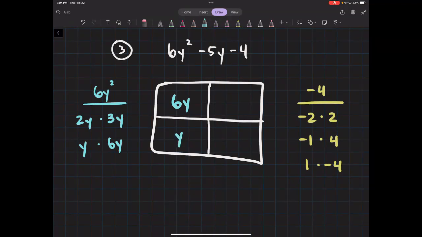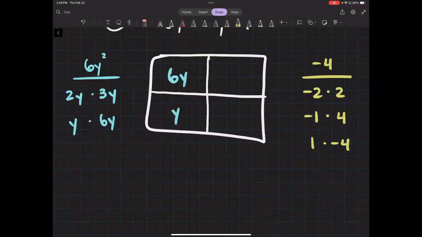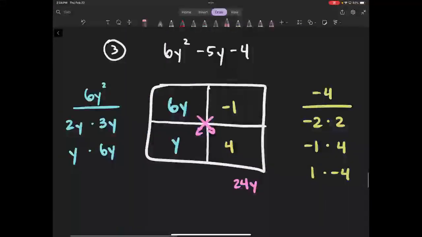So I think as we're trying it out, I don't think you should write it down until we get the right one. All right? Okay, you want to tell me what you want to try on the right side? -1. So -1 up here? Yeah. And 4 down here? Okay. So if we multiply across for the 6y times 4, we get 24y, right? Okay, that number is way too big. So we should choose something else.